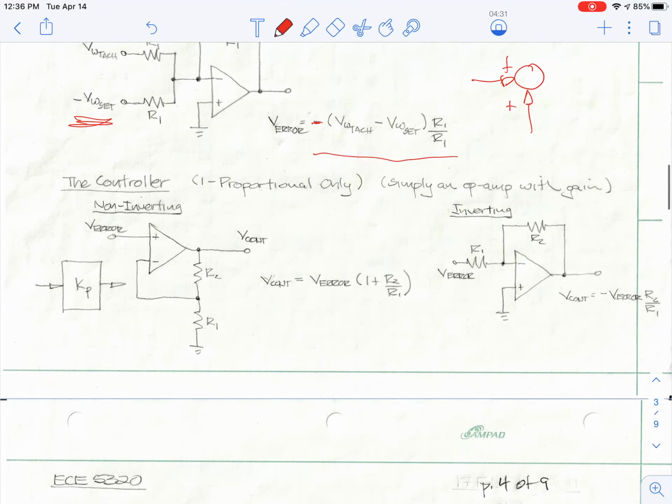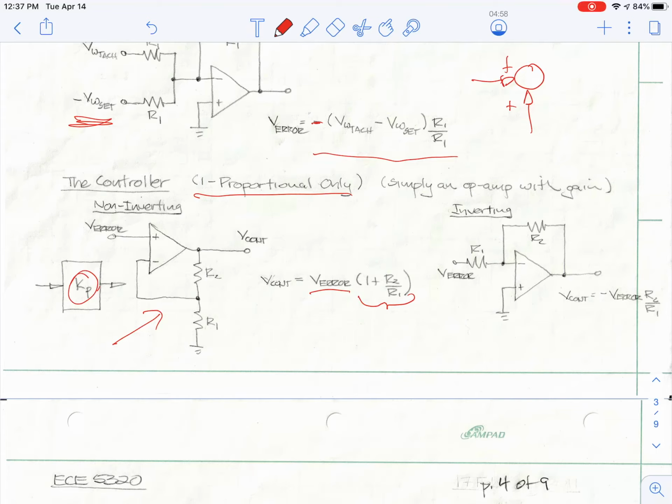Okay, for the controller, if I did just a proportional controller, then I could do this with a non-inverting configuration. So I can build this. This is just K proportional in that case. And in that case, I've got an error voltage times gain. The one thing you will notice is that this gain can never be less than 1 or even equal to 1.